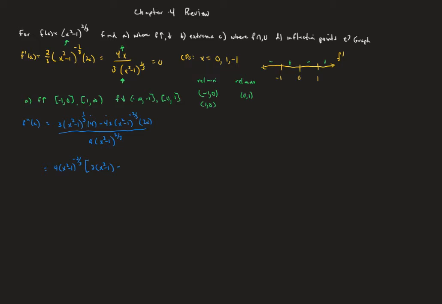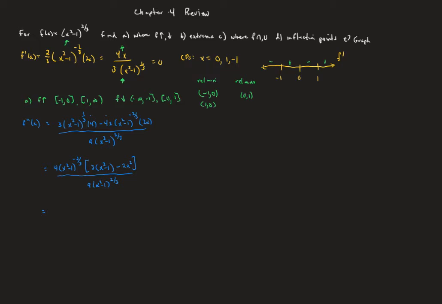We have a minus. We took out the 4. We took out the whole x squared minus 1 to the negative 2/3, but we're still going to have, it looks like, a 2x squared. And that's going to be all over our 9 times x squared minus 1 to the 2/3.